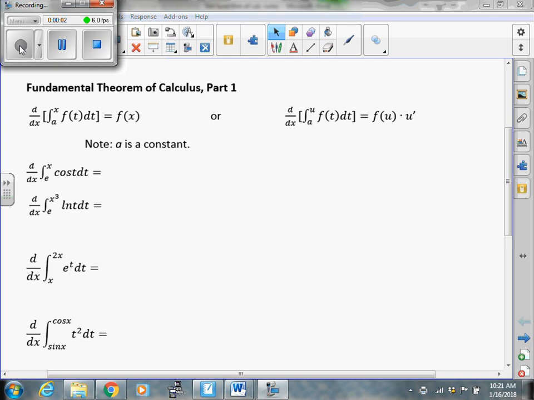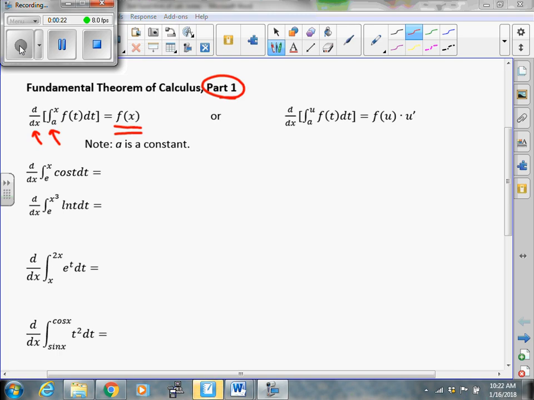Okay, fundamental theorem of calculus part one. Basically, the fundamental theorem of calculus part one is the idea that if you take the derivative of the antiderivative, you should get the function back. Now remember, there's a lot of hiccups when we do that.